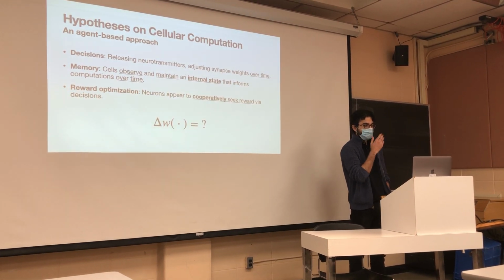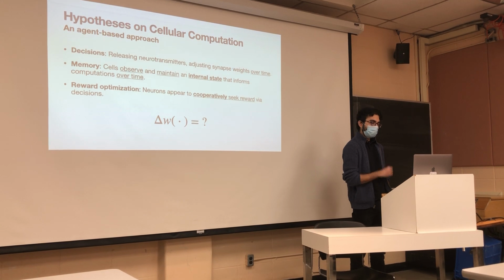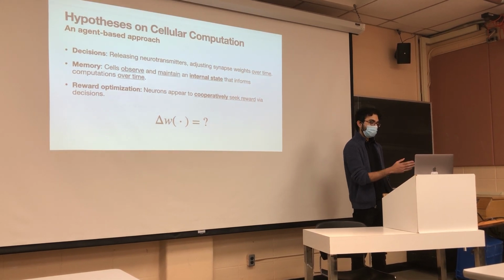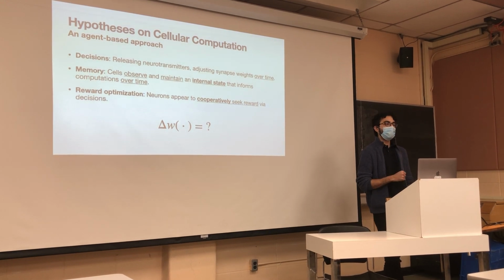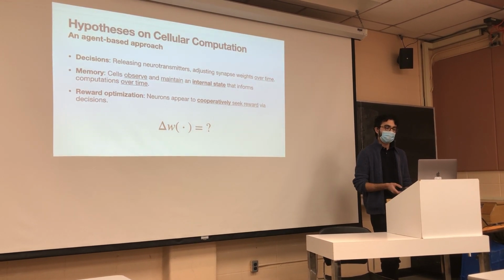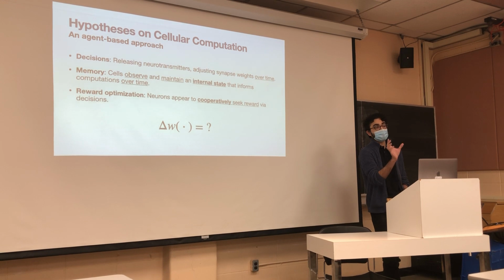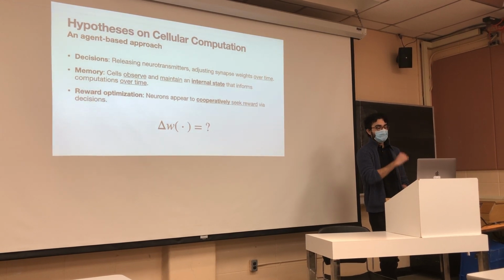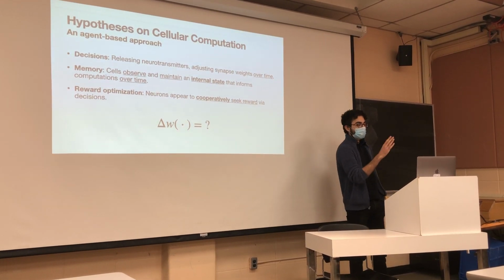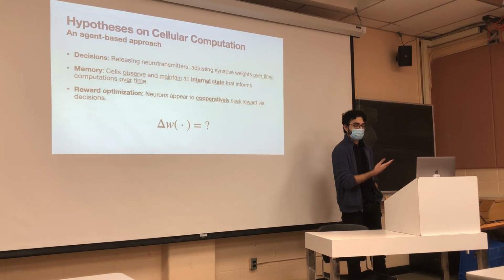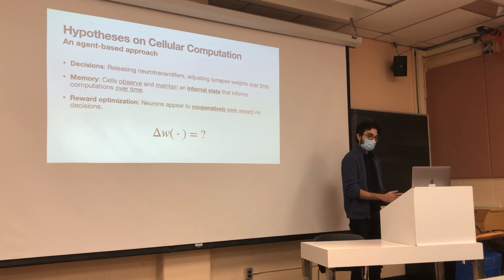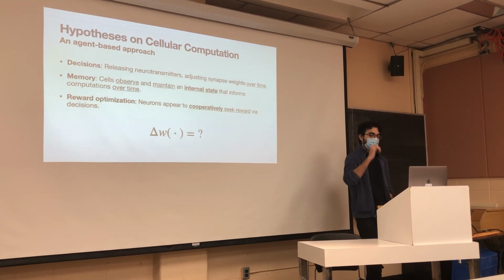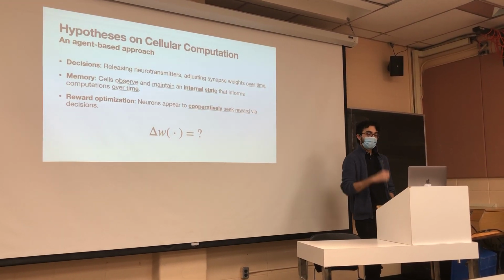And so this motivates the agent-based approach, where based on our understanding of biology, it seems like cells are very well modeled by agents. They make decisions as to when and how to release neurotransmitters, and also how they adjust their weight as a function of time in particular. They also have some memory where they can observe and maintain an internal state that is represented by biochemicals that informs the computation and the decisions over time as well. And finally, they appear to cooperatively seek some reward through these decisions.